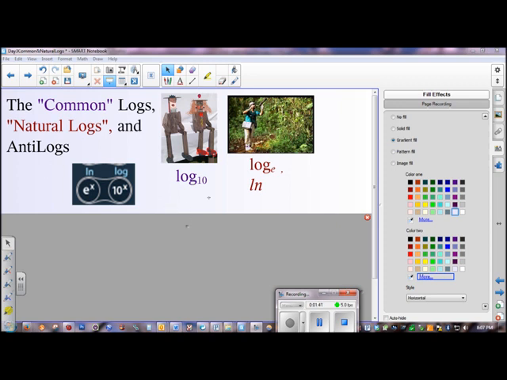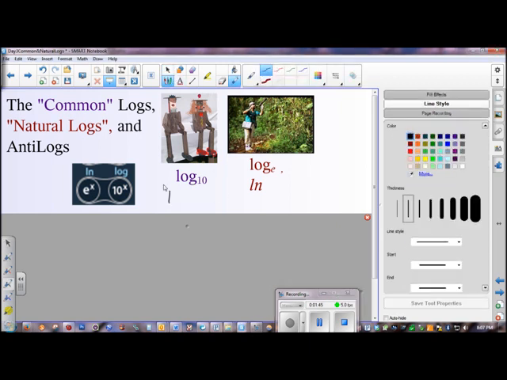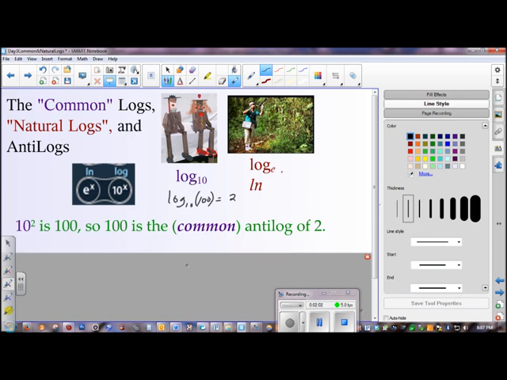Now, if you write out an expression in logarithmic form, if I write out log base 10 of 100 is equal to 2, then 100 is called the antilog of 2. So the antilog is in the argument, and likewise we can do the same thing with the natural logs. So if I take 10 and I square it, I get 100. 100 is the common antilog of 2.